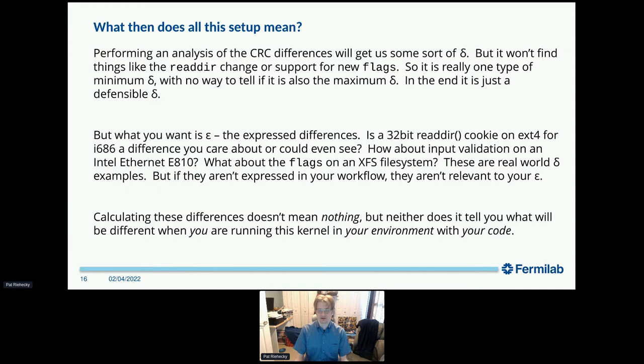But what you want is epsilon, the expressed differences. Is the 32-bit readdir cookie on EXT4 on i686 a difference you care about or can see? How about input validation on an Intel Ethernet E810? Mount flags on an XFS file system? These are real-world delta examples that have occurred during the recent life cycles. But if they aren't expressed in your workflow, they're not relevant to your epsilon. So calculating the differences with this method doesn't mean nothing, but it isn't going to tell you what the differences you see with this kernel in your environment with your code are.